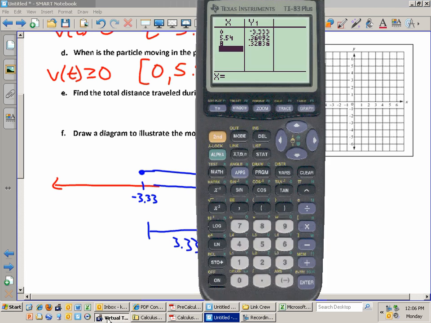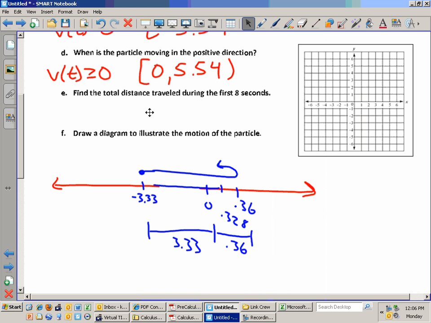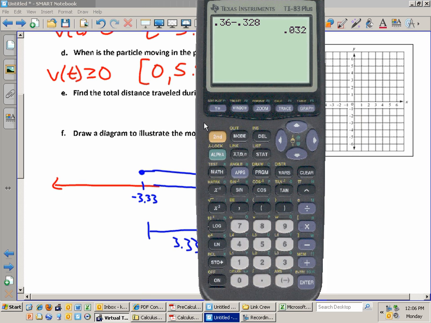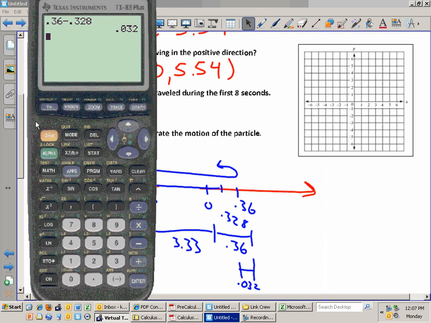And then it moves back. Let's see. We would have 0.36 minus 0.328, and we get like 0.032. So then it moves back 0.032. If I add all of those up, 3.722.